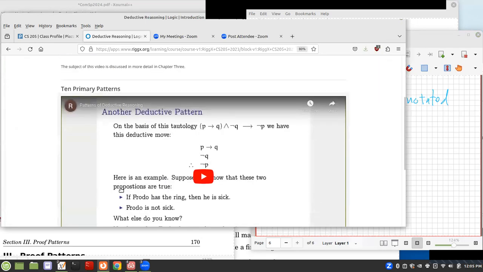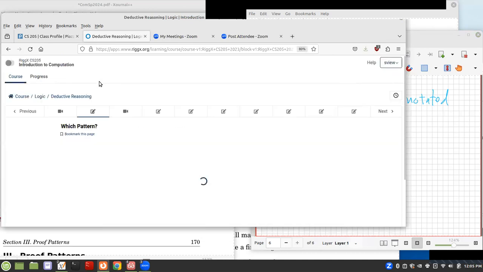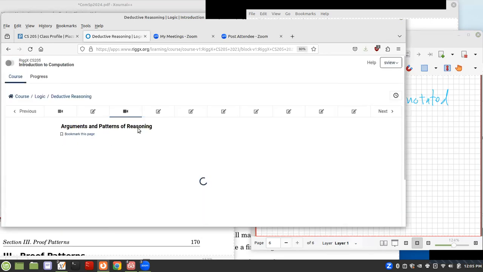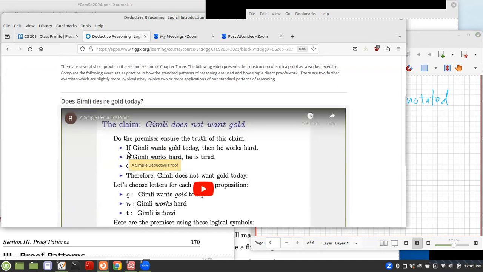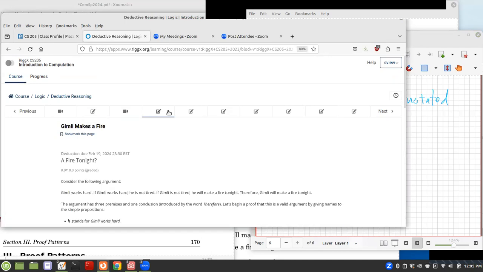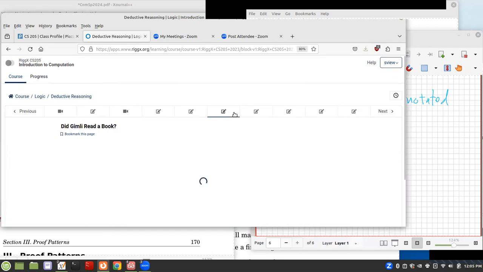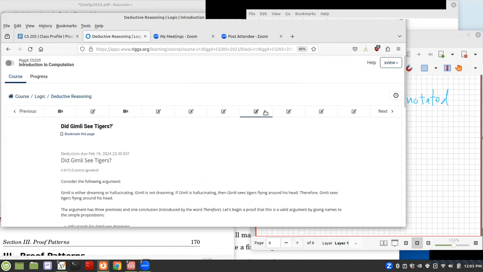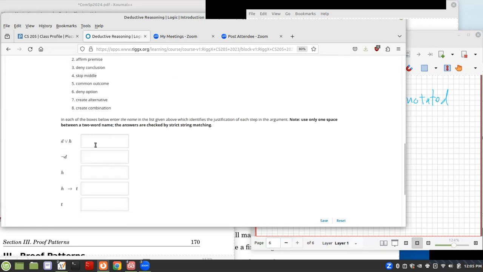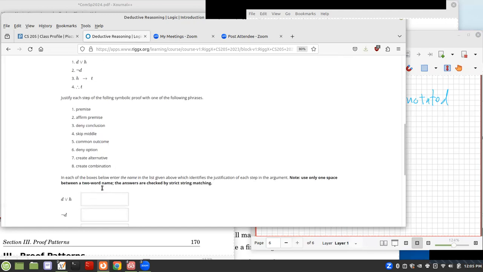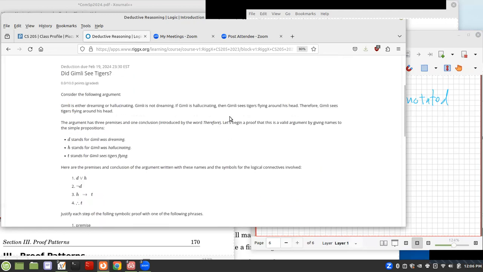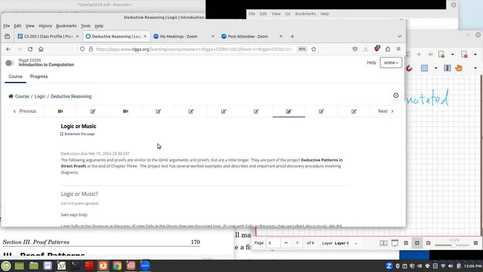First, there's already a video with the primary patterns. And then this is one of the exercises in the text. And then here's what we've just gone over about Gimli. In fact, this is probably another video of exactly this stage. And then here is Gimli makes fire. Did Gimli dance? Did Gimli read a book? Does Gimli see? These are all the exercises in the text that I give you, and you're supposed to fill in one of these blanks with one of these justifications. So you don't actually have to construct the proof, right?